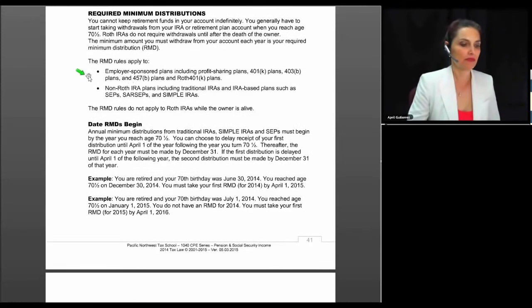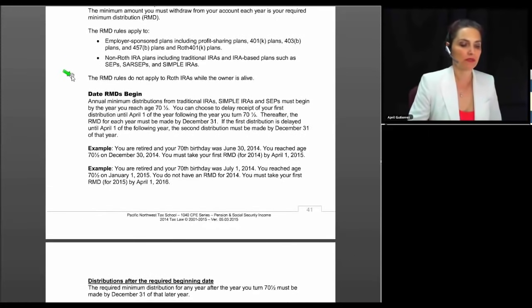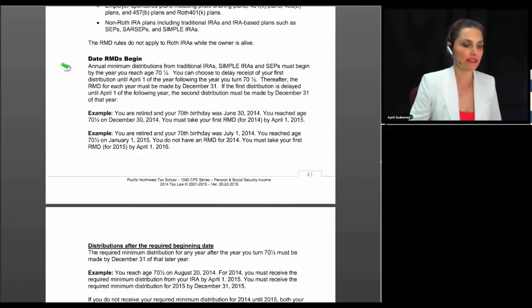The RMD rules apply to employer-sponsored plans, including profit-sharing plans, 401k plans, all of the normal types of plans, as well as to non-Roth IRA plans, including IRAs. But the required minimum distribution rules do not apply to Roth accounts so long as the owner is still alive. When is the date that the RMD begins? Well, annual minimum distributions from traditional IRAs must begin by the year you reach age 70 and a half.